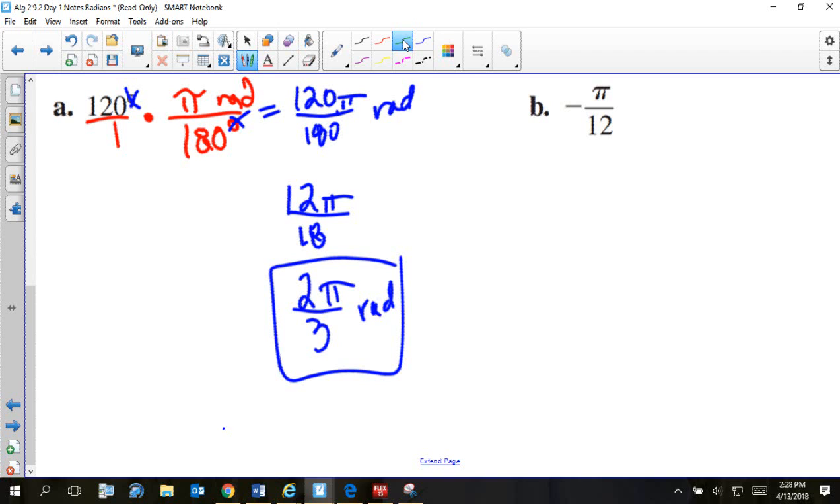If there's no degree symbol, it's radian. It has nothing to do with the fact that there's a pi there. If there's a degree symbol, it's degrees. If there's no degree symbol, it's radians.